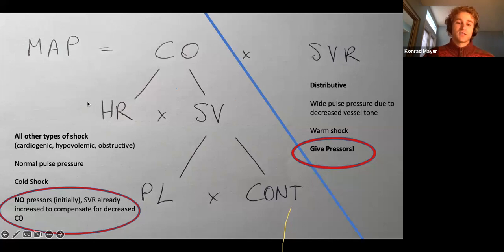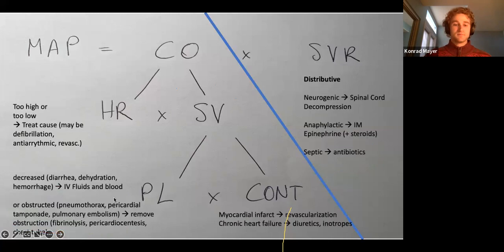Anything else, heart rate too high, too low, preload, too little volume, or obstructive shock or contractility issue after an MI or chronic heart failure, you do not need pressors. You have to think about other things. So give pressors when you have a problem over here with systemic vascular resistance. And if we, after this initial assessment, cold, warm, pressors, no pressors, then we have to treat the cause.